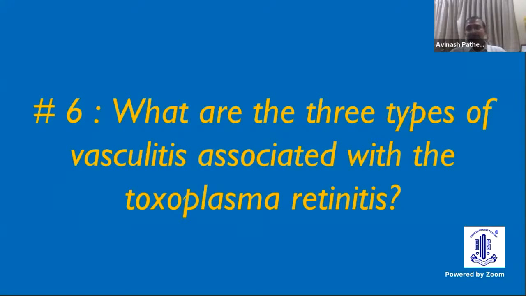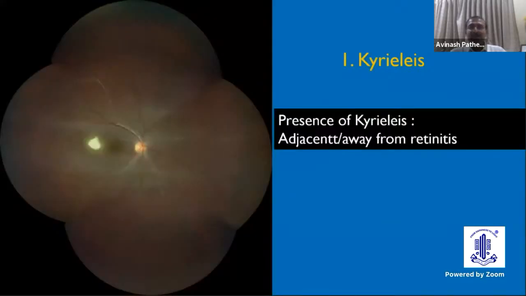So let's move on to the sixth point. There are other adjacent clinical changes which happen in the necrotizing retinitis of toxoplasmosis. One among them is vasculitis. There are three types of vasculitis which can be associated with toxoplasma retinitis. The first being Kyrieleis. Kyrieleis vasculitis is intravascular accumulation of these deposits.